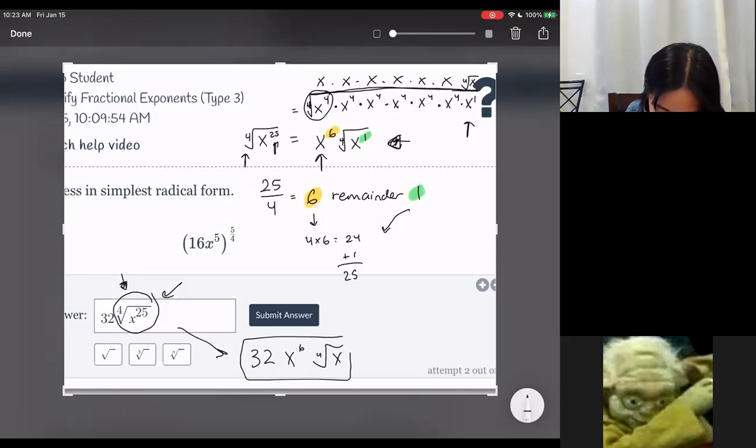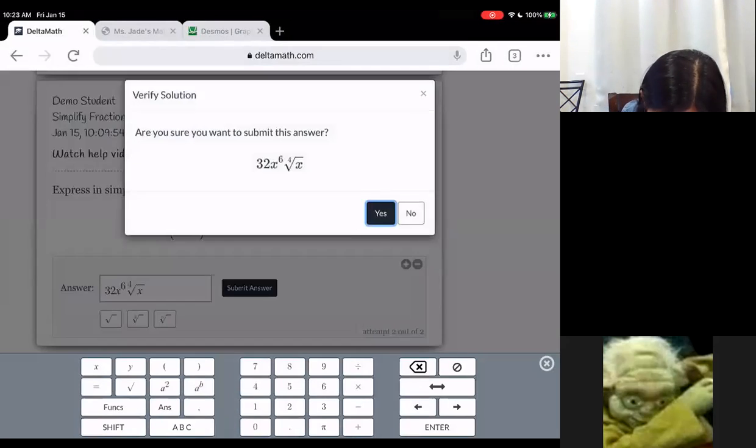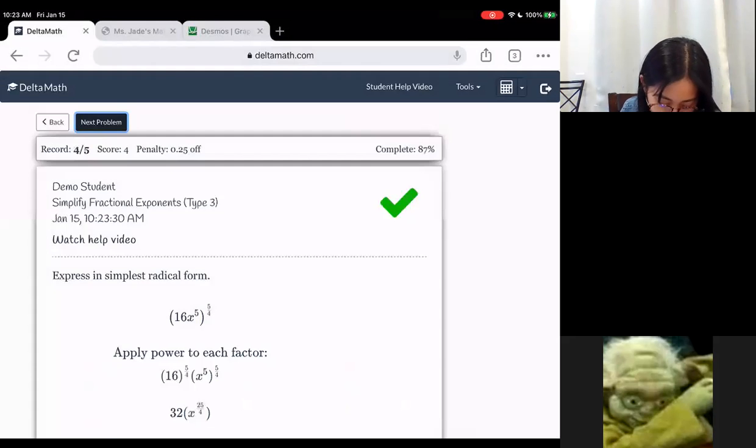So let's go ahead and enter this into Delta Math. 32 x to the power 6, fourth root of x. 32 x to the power of 6. Well, that looks so ugly, but yes, times the fourth root of x. Okay, there we go.